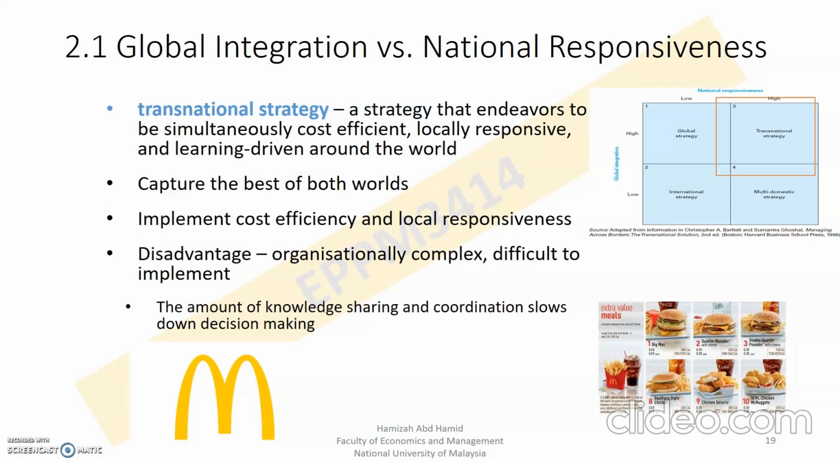Next is transnational strategy. This is usually used when the company has high pressure for national responsiveness and also high pressure for global integration. You can almost say that this is a direct opposite of international strategy. This is when the operations are adapted. Also, the supply chain aspects are also adapted. Here, it is a strategy to be simultaneously cost efficient, locally responsive, and learning driven around the world.